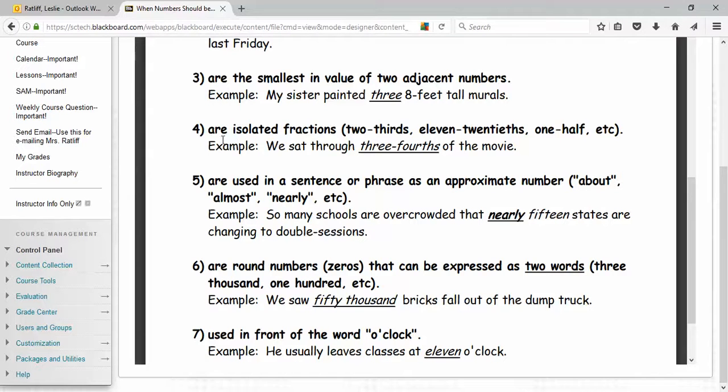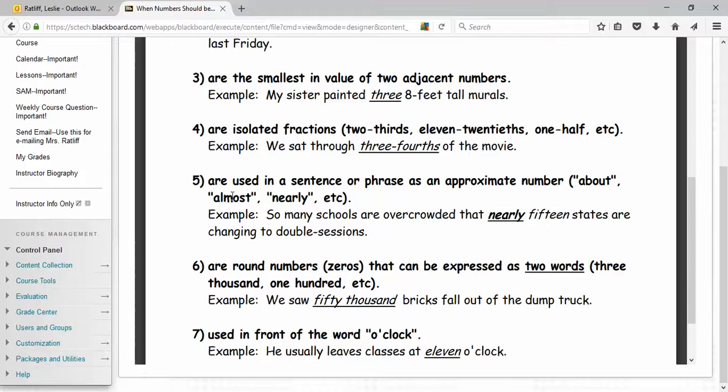A number should be a word if it is an isolated fraction. An isolated fraction is just the fraction. It's just 2/3 or 1/2 or 1/4. If you have a fraction in a sentence it should be written out as words with a hyphen between the two words. Now, comparing isolated fractions to mixed fractions, a mixed fraction has a whole number. Instead of just 2/3, it would be 5 2/3. So if you don't have that whole number in front of the fraction, you have an isolated fraction.